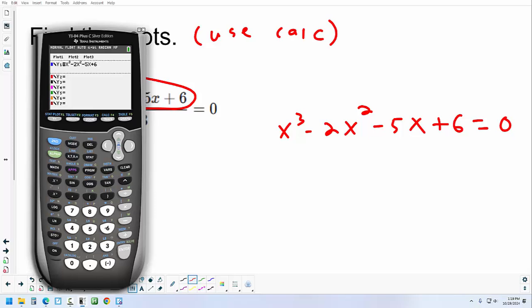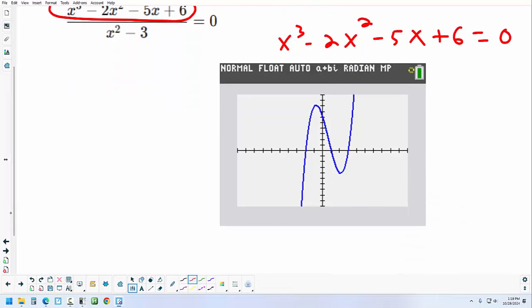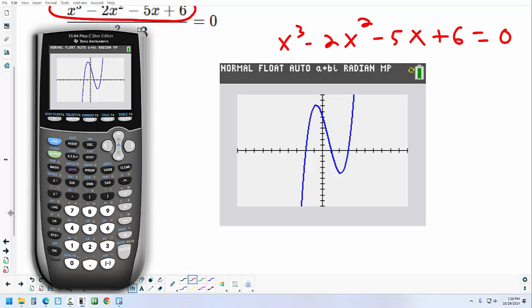And what should I use to start for my window? 6. Yep, let's do zoom 6 and just see what that looks like. Okay. We're looking for where the roots are. Where are the roots in that picture? Because that's where it crosses the x-axis, right? Right, that's where it crosses the x-axis. -2 and 3. Yeah, it might be. We don't know exactly. It looks like they're going to be nice answers.